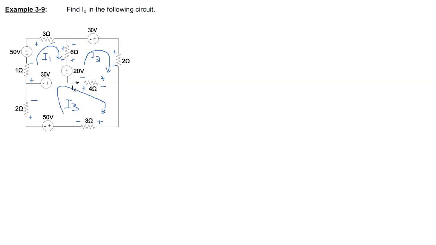Okay, now we'll start then with mesh 1, lower left hand corner. So 1 ohm resistor, it's a voltage drop, minus I1. The 50 volt source in the direction of I1, which is clockwise, we're going up there, so that's a volt from a negative to a positive, it's a voltage rise. Plus 50. For the 3 ohm resistor now, again, negative 3 times I1.